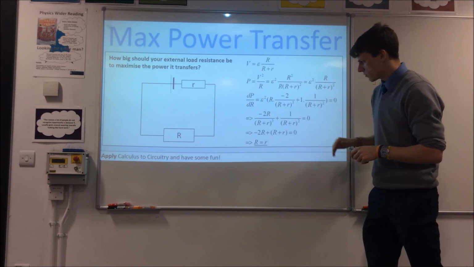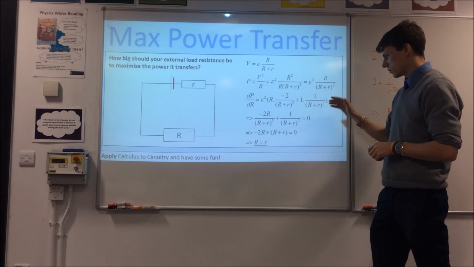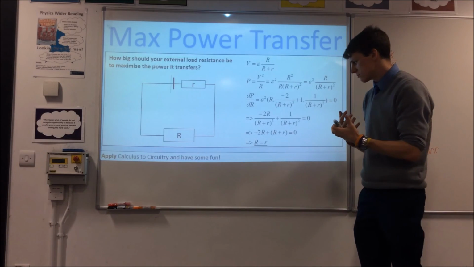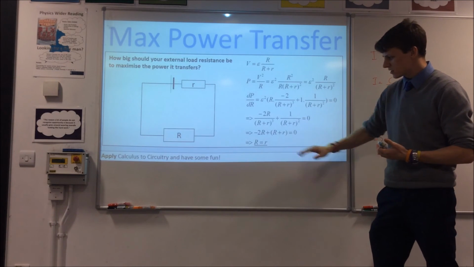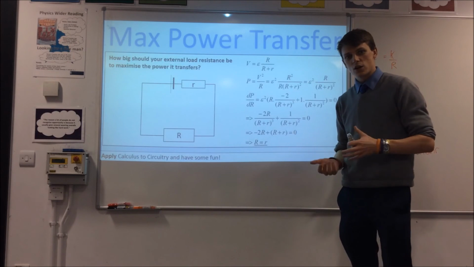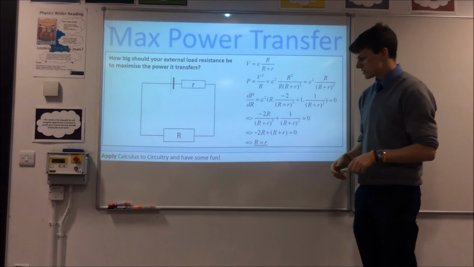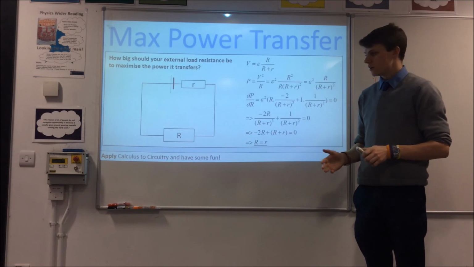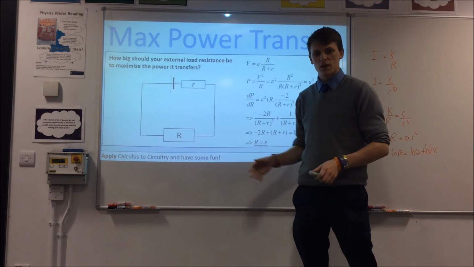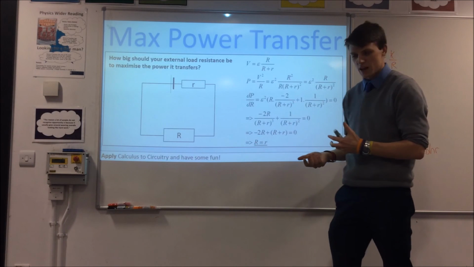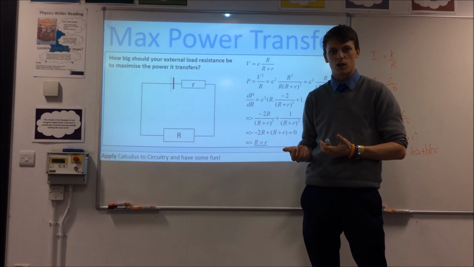And then you can work through and do some cancelling out, because we're equating it to 0, because we want the maximum. And we end up with this really nice expression at the end that your internal resistance and your external resistance should be equal to each other to transfer the maximum power to your external resistor, and therefore dispense the most thermal energy per second if you're trying to heat something up.